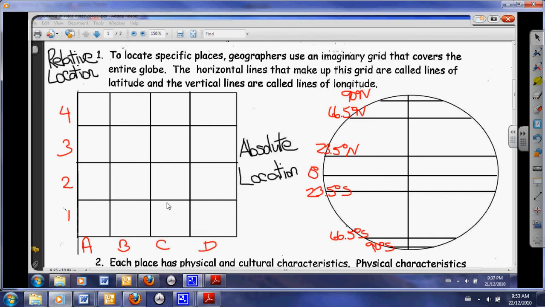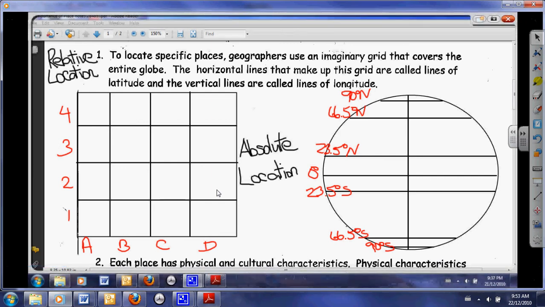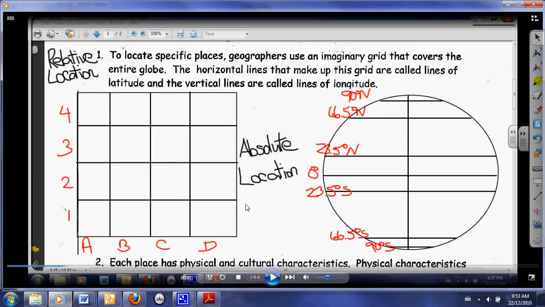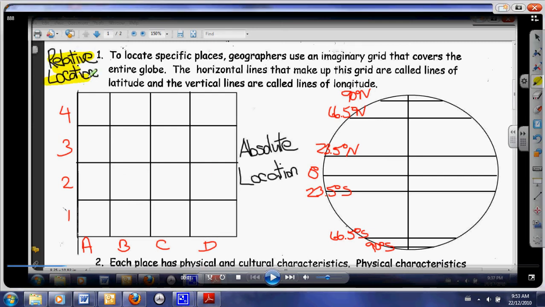Now let's tackle the first one. The first one can be broken down into 2 basic parts because the principle is that places have a location. Well, how do we determine that? Well, like I said, there's 2 ways. The first way is relative location, and I've tucked it up here. Now there's no real additional information that I can put there other than show you some examples.